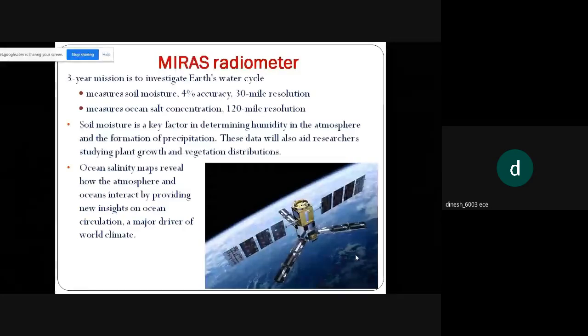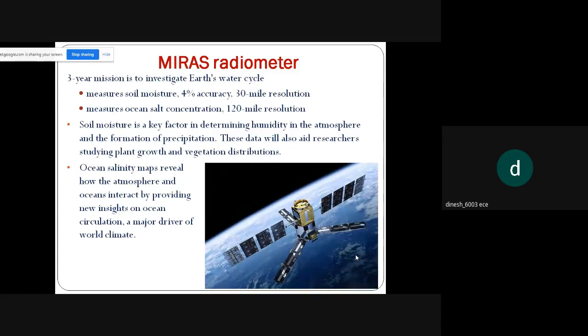This is the MIRAS radiometer, which was a 3-year mission to investigate Earth's water cycle. It measured soil moisture with 4% accuracy at 30 millimeter resolution, and it can measure ocean salt concentration with 120 mile resolution. Soil moisture is a key factor in determining humidity in the atmosphere and the formation of precipitation. This data will also aid researchers studying plant growth and vegetation distributions.